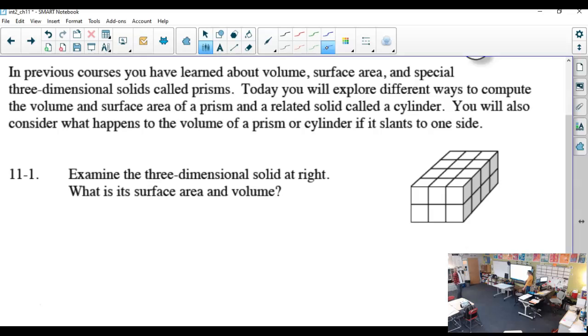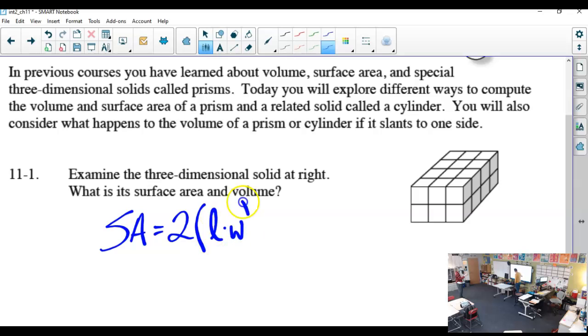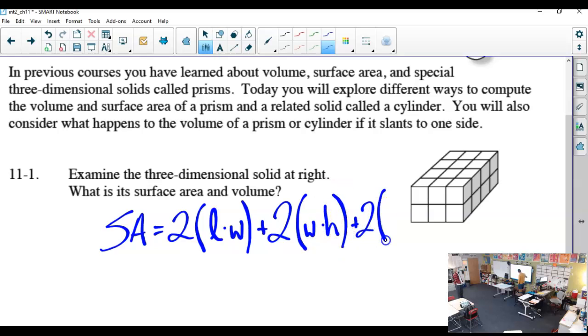Surface area is, well, there are 2 different ways to do it. You can either do 2 times, in parentheses, one of the sides plus another one of the sides plus the third pair of sides. Or you can just do 2 times all of those put together.